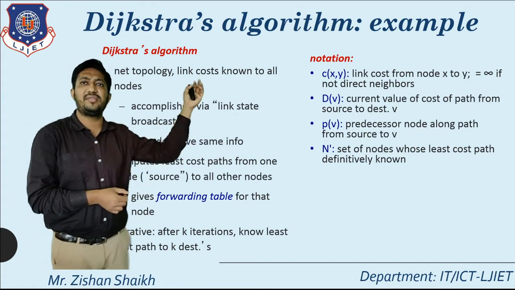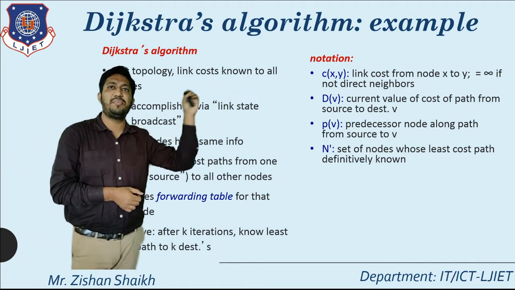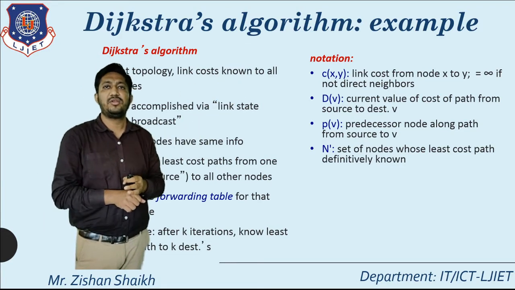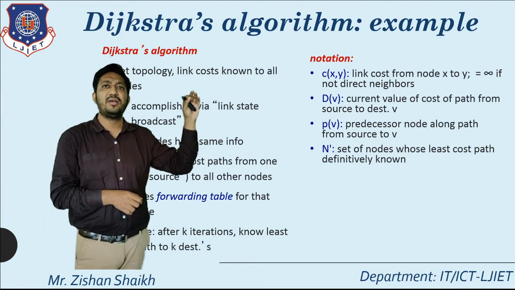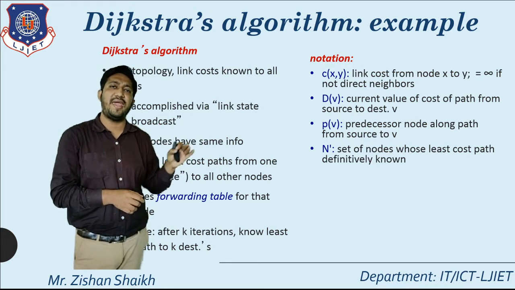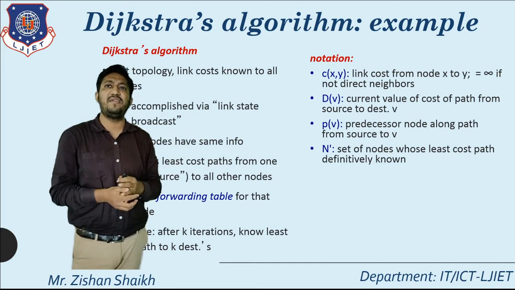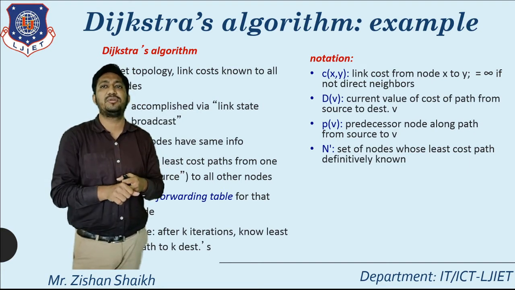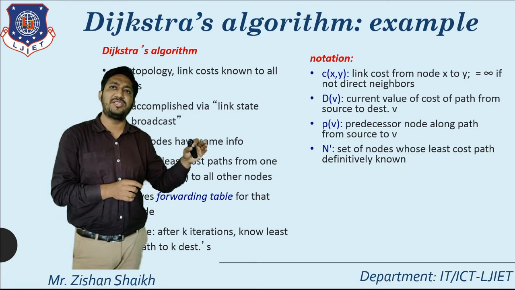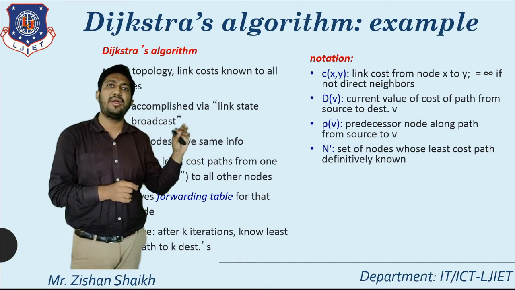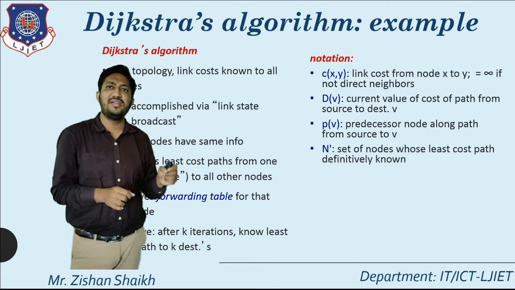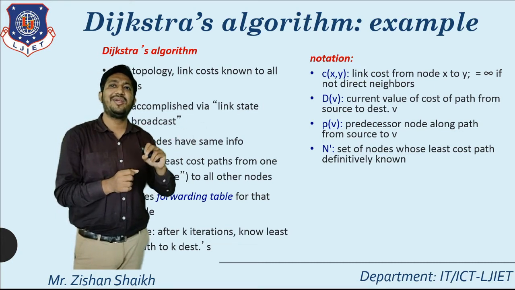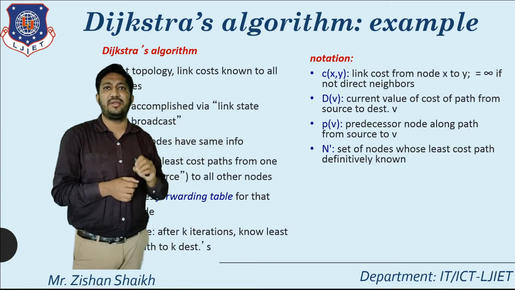So to understand this algorithm, we have to understand these simple notations. The first notation is C of xy. C of xy identifies the link cost from node x to y. If we can reach x to y, then we put the value of the cost. But if we cannot reach x to y directly, then we put infinity here, because in the discussed algorithm we always take care of the neighbor nodes. We are not targeting all the nodes simultaneously.